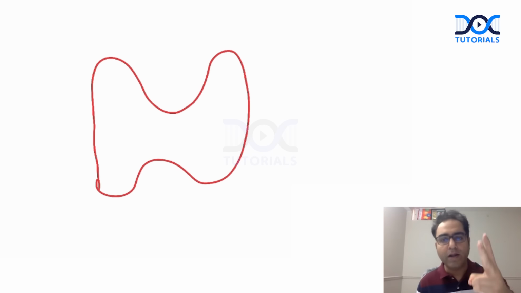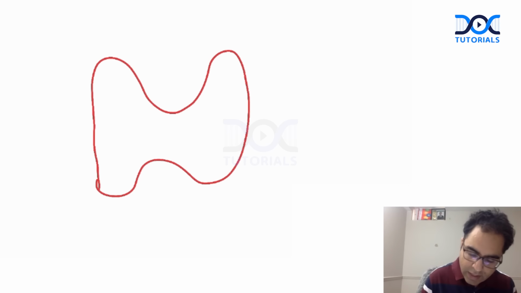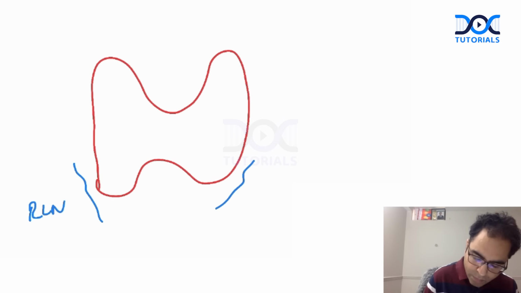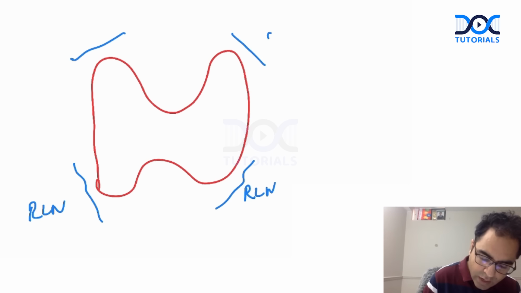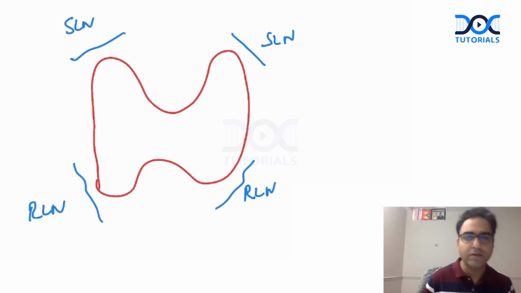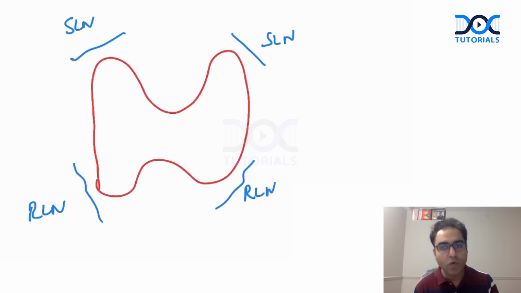The larynx has two important nerves, RLN and SLN. Both are branches of which nerve? Vagus nerve. The recurrent laryngeal nerve and superior laryngeal nerve are the sensory and the motor supply of the larynx, and they both come from the vagus nerve. The RLN lies very close to the lower pole of the thyroid gland, and the SLN lies very close to the upper pole of the thyroid gland. So the relation of the thyroid gland with the nerves is very important because they can be damaged during thyroid surgery.